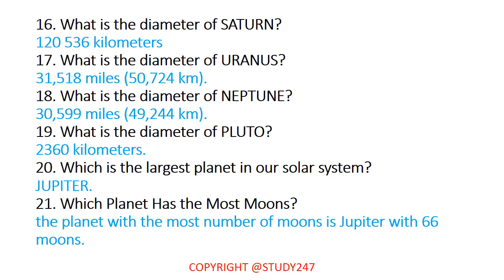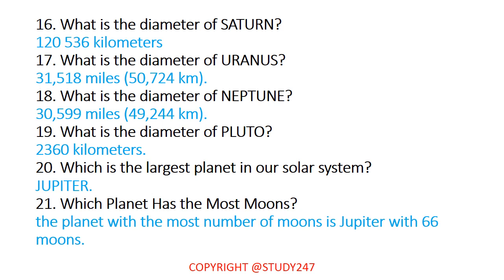What is the diameter of Saturn? 120536 kilometer. What is the diameter of Uranus? 31518 miles. What is the diameter of Neptune? 30599 miles. What is the diameter of Pluto? 2360 kilometer. Which is the largest planet in our solar system?